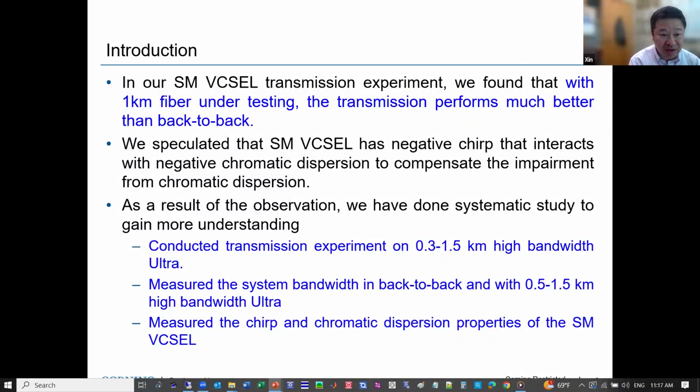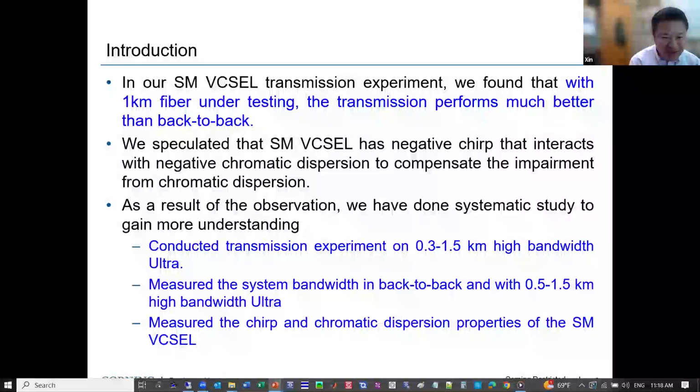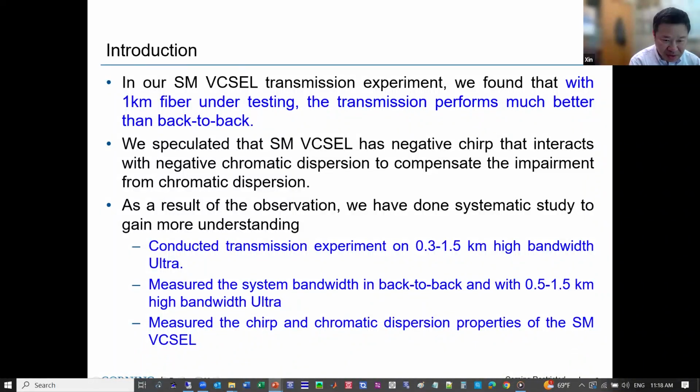Upon very detailed investigation, we identified the mechanism, which is related to the transient chirp of the single-mode VCSEL, which is negative chirp, interacting with the very negative chromatic dispersion of the fiber, so that they can compensate the impairment instead of showing penalty. Actually, with the fiber we see transmission enhancement. So in our very detailed investigation, we have conducted three lines of experiment. The first experiment is the transmission experiment with fiber length from 300 meters to 1.5 kilometers. And also we measure the system bandwidth to see the reason we have the transmission enhancement. And most importantly, we measure the chirp parameter to definitively confirm the mechanism. So next slide, please.